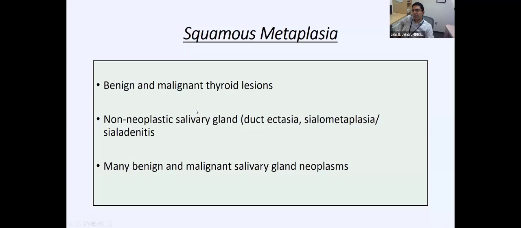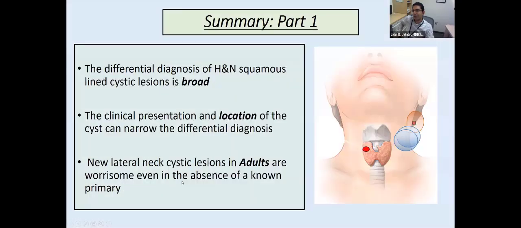So squamous metaplasia, as I've shown in these two cases, cases 3 and 4, can be a pitfall, and it can, of note, affect both thyroid and salivary gland, both non-neoplastic and neoplastic lesions. And I've shown you the differential diagnosis that you can think of when dealing with situations like this.